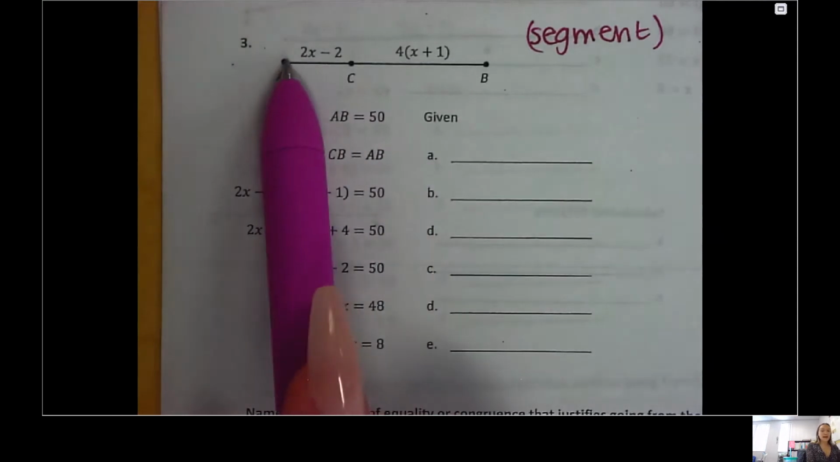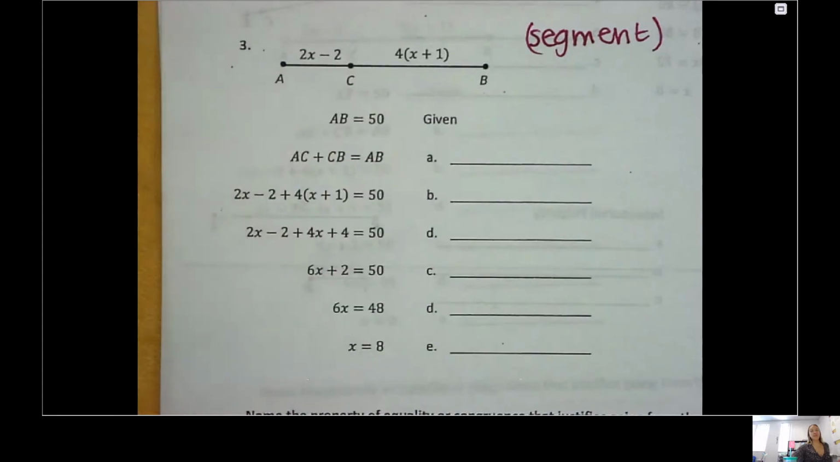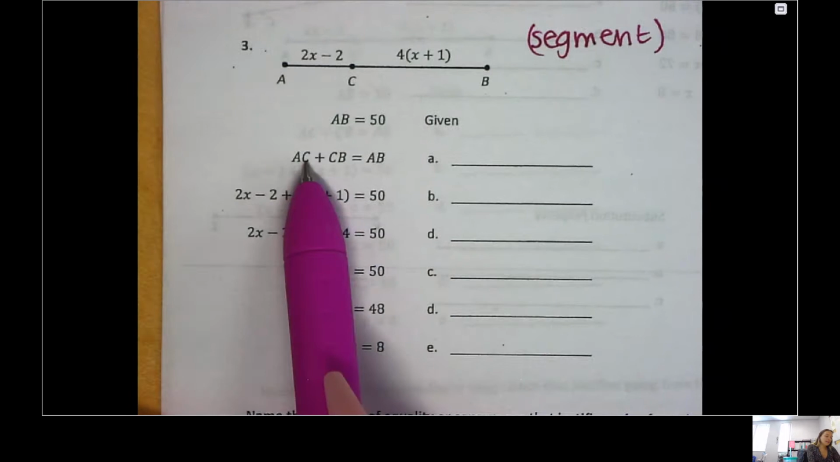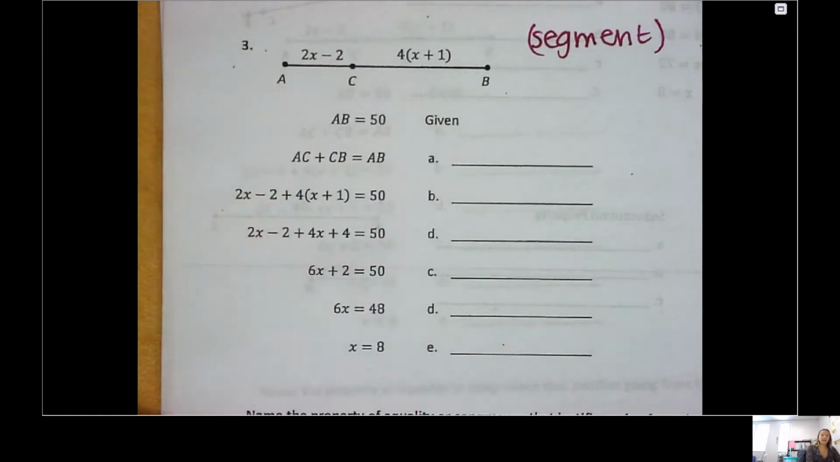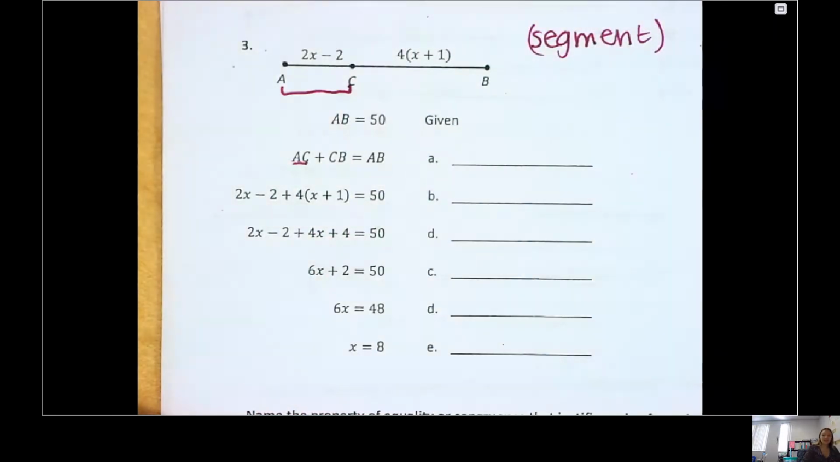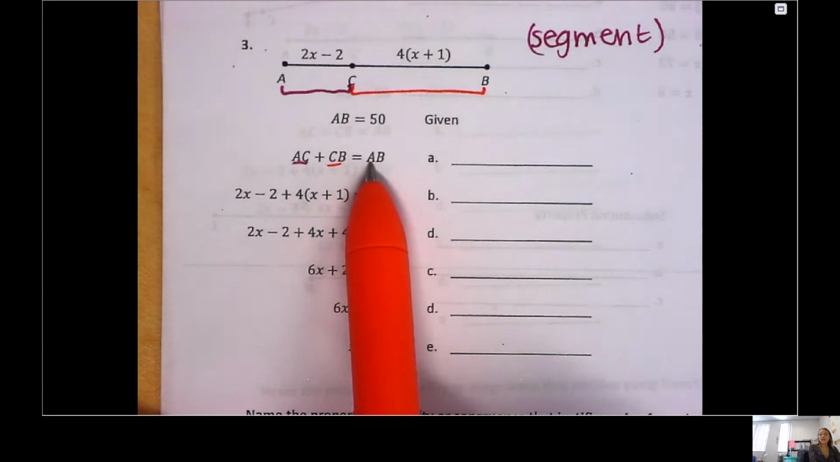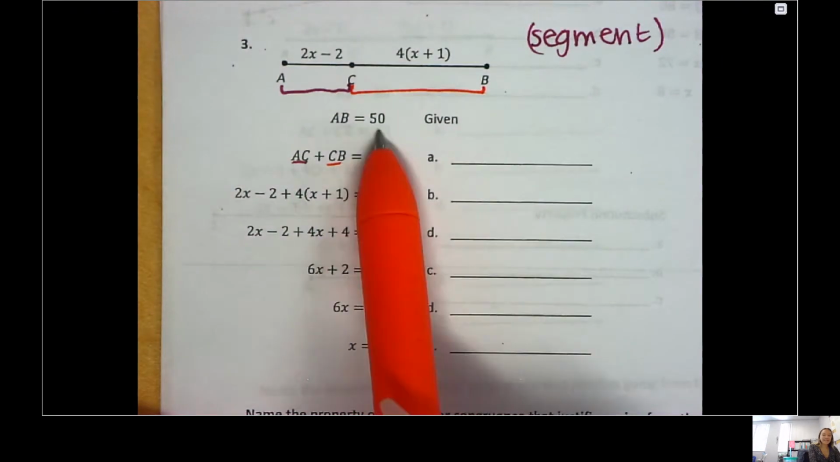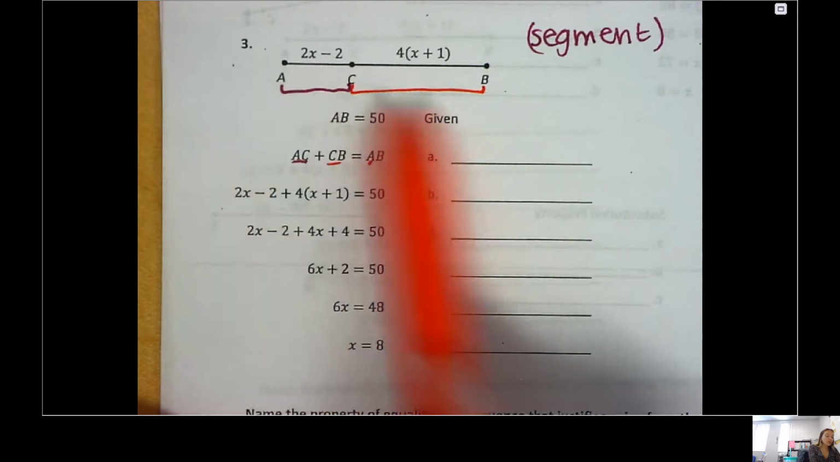Now, first thing I give you is that AB equals 50. So if I started from A and I went all the way to B, this whole thing is 50. That's the first thing I'm telling you. Second part says AC plus CB equals AB. So come up to the picture. That's saying if you add AC together with CB, you should get the whole thing, which is what? 50. Good. So if you add this piece plus this piece, you get the whole thing.